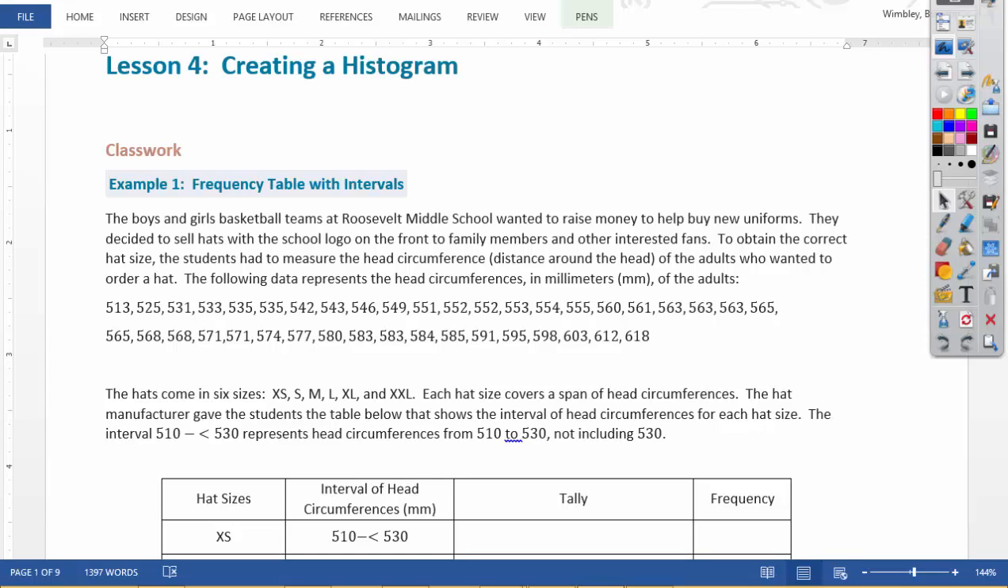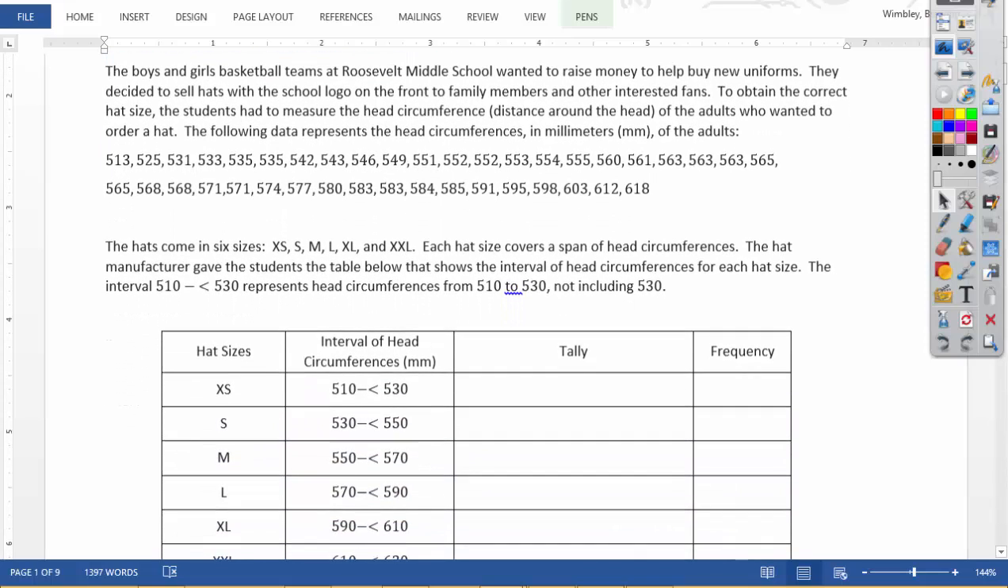Alright, we're on lesson 4 of our statistics unit called creating a histogram. So here's a look at our first problem. The boys and girls basketball teams at Roosevelt Middle School wanted to raise money to help buy new uniforms. They decided to sell hats with the school logo on the front to family members and other interested fans.